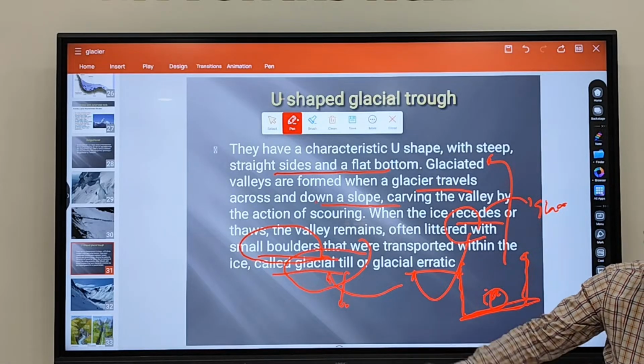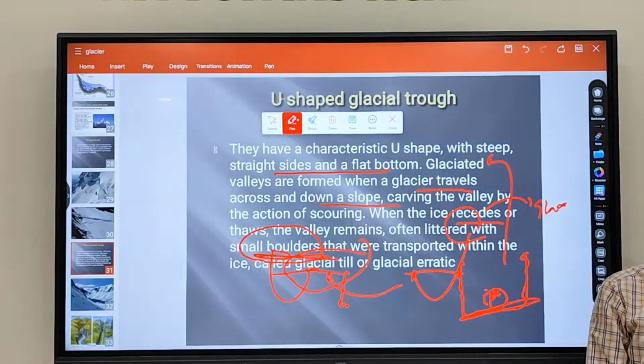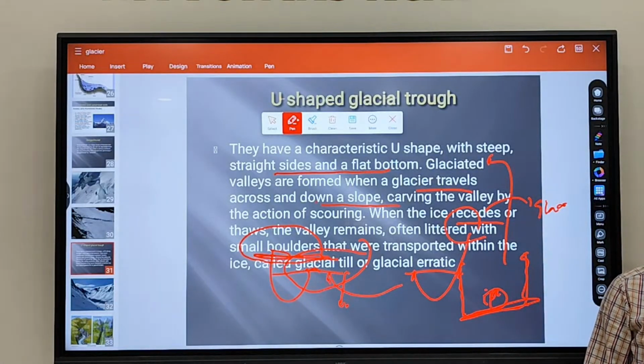When it melts, what will happen? Only boulders will be visible, and these boulders are going to be called glacial till. So glacial till is which type of feature? It is going to be a lowland feature. Fine. Anyone having any doubt? No.